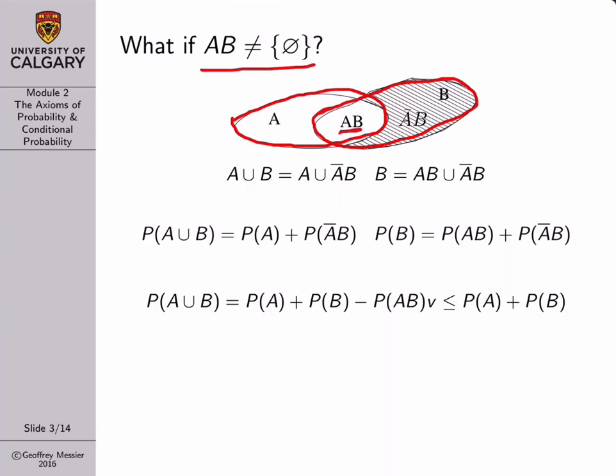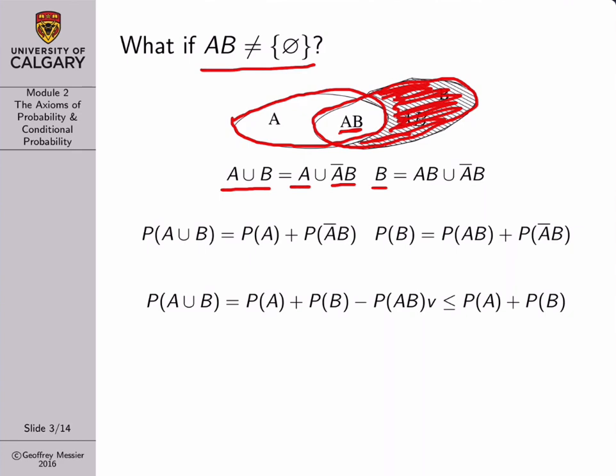So we know that we can only apply the third axiom to sets that do not intersect. But we can define the union of A and B in terms of sets that do not intersect. So A union B is equal to the union of A, and everything in B that is not in A, which is given by this region here.